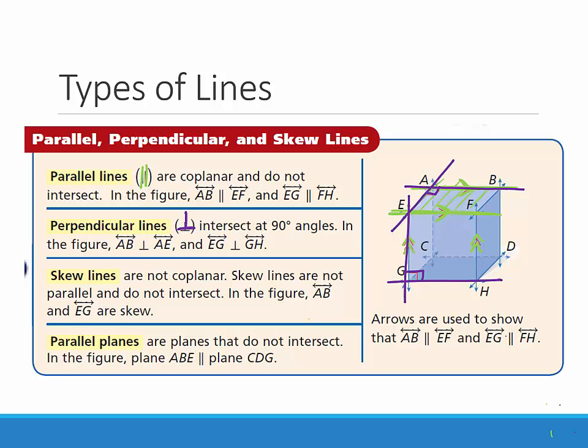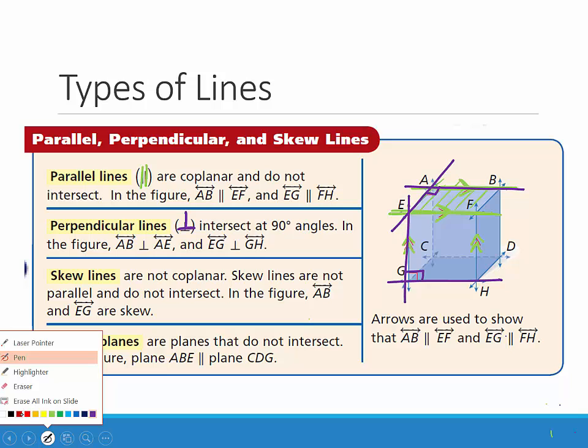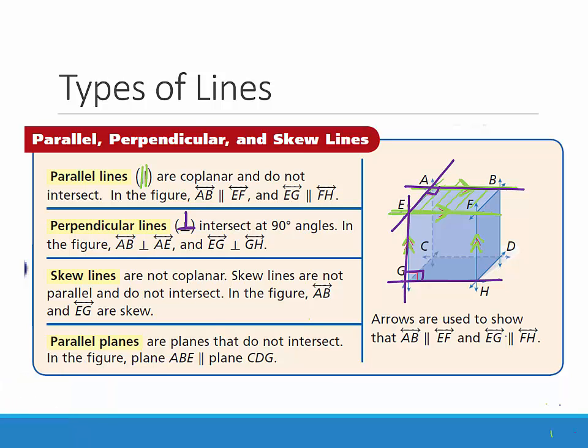Skew lines are not coplanar, so that means they're not on the same piece of paper, and they're not parallel, and they do not intersect, so it's kind of a combination of parallel and perpendicular lines. So in this picture, from A to B, this one here, and EG, and now I know when we draw these and make them go on forever and ever, it looks like they intersect. But again, think about what a cube looks like. It would be this on the end of the cube and this on the front of the cube. And in real life, those are never going to cross.